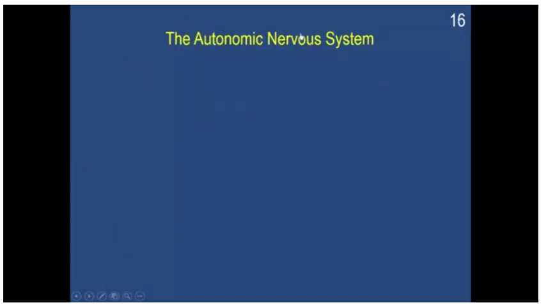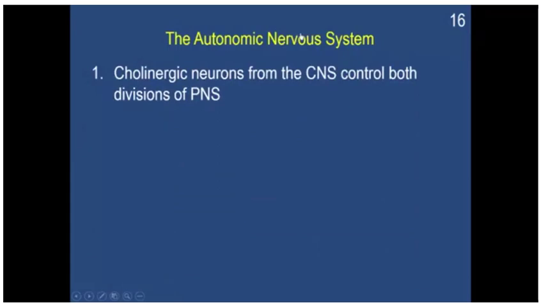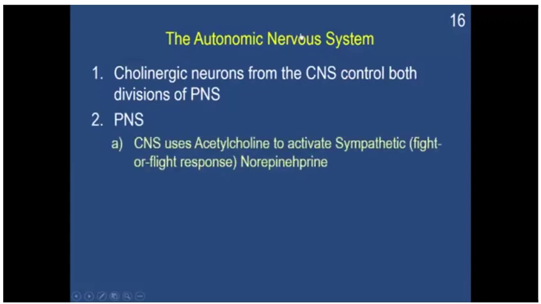In the autonomic nervous system, which is the automatic nervous system, there are two major branches. Do you remember what they are? There's the sympathetic and the parasympathetic, right? When it's leaving the central nervous system, the cholinergic neurons are feeding into the peripheral nervous system. That's what this PNS is here. For the sympathetic branch of the peripheral nervous system, the central nervous system uses acetylcholine to activate this pathway. However, it transitions over to norepinephrine at the site of activation.